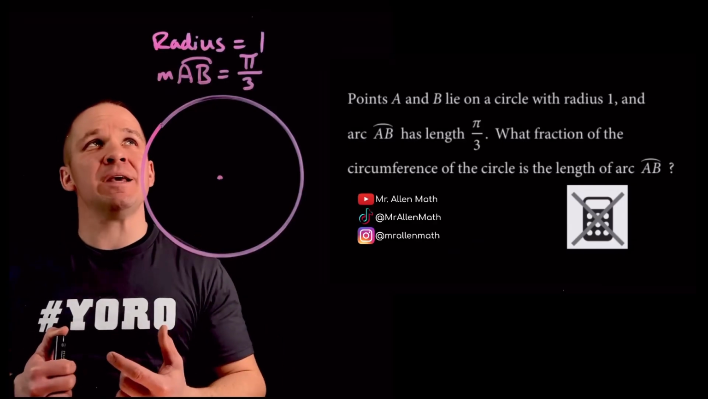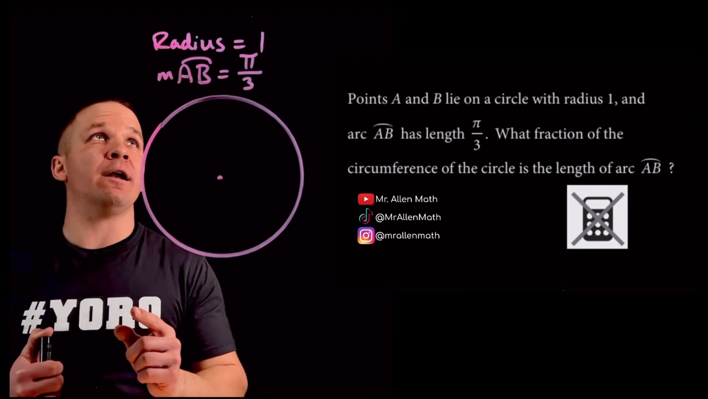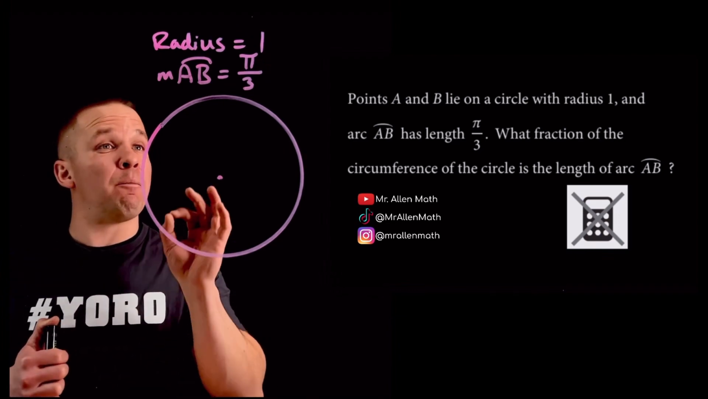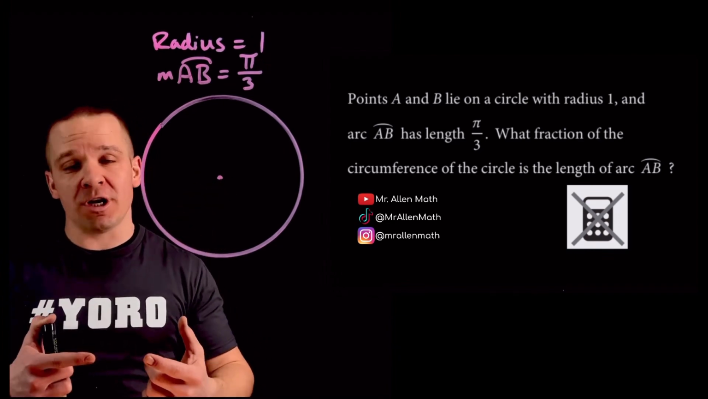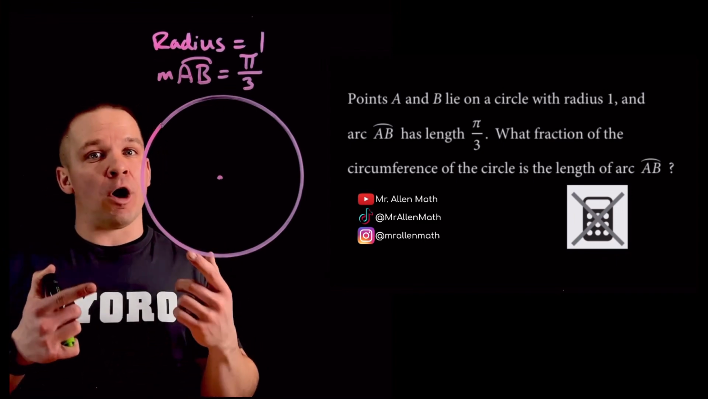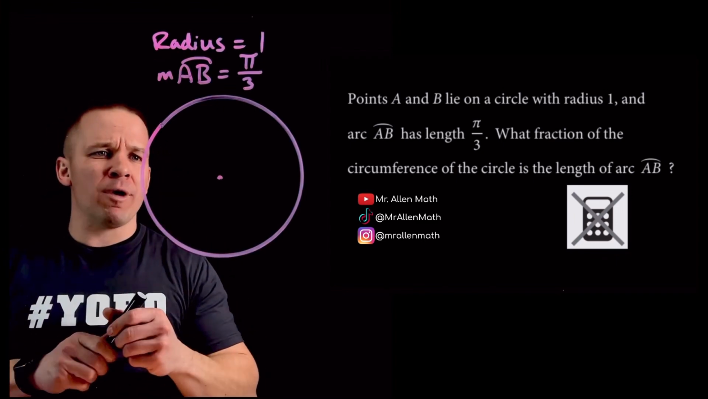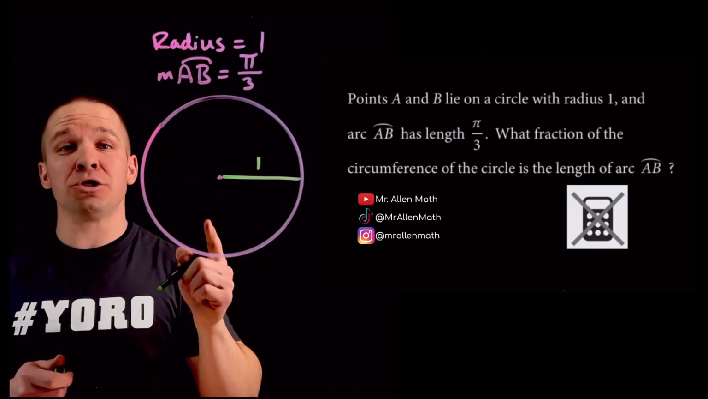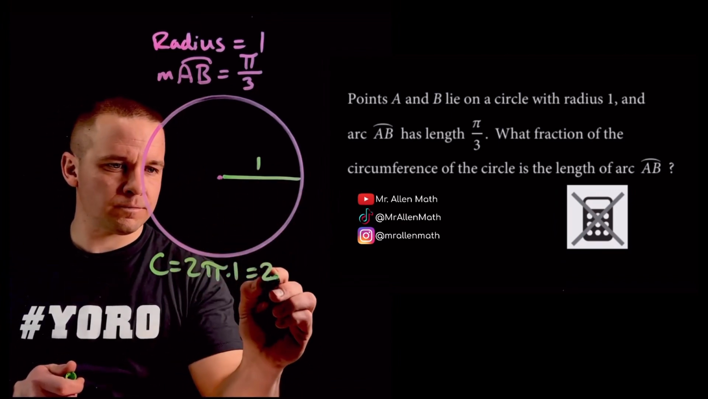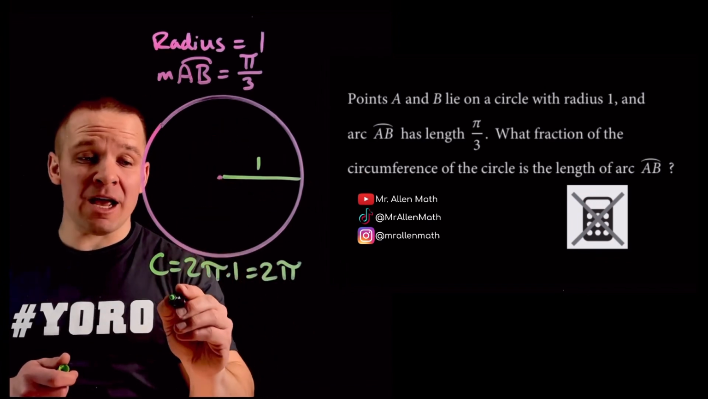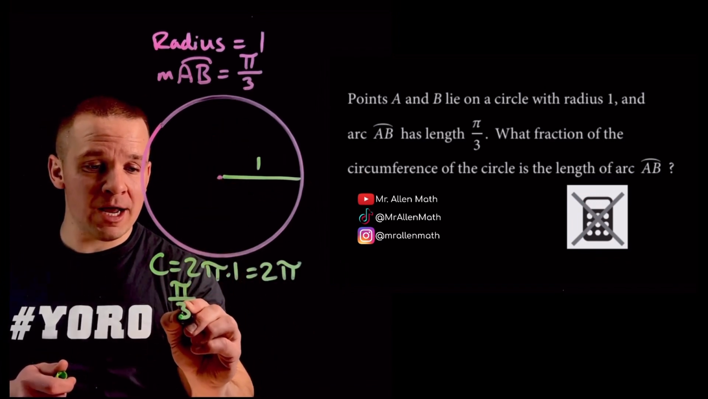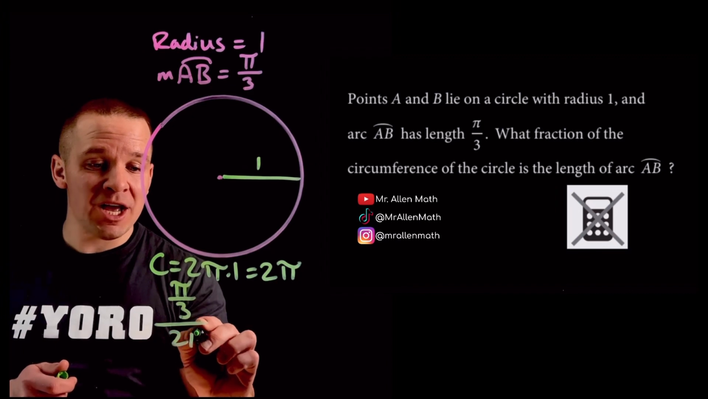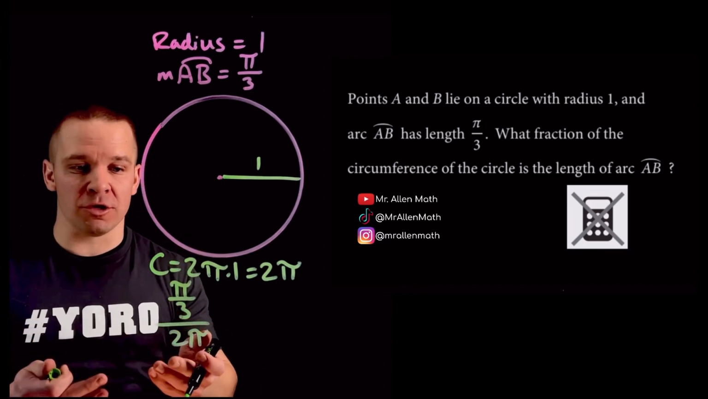We got points A and B lie on a circle with a radius of 1. And arc AB has a length of pi over 3. What fraction of the circle is the length of arc AB? Well, if I have a radius of 1 right here, I can find my circumference of that circle using 2 pi r. And now I can take the measure of that arc AB, which is pi over 3, and divide it by that 2 pi to figure out what fraction of the whole circle it is.